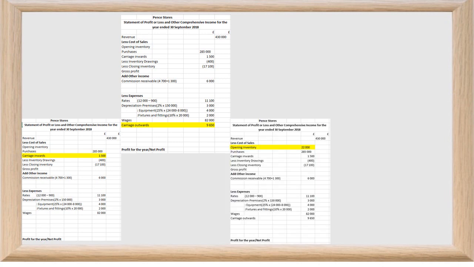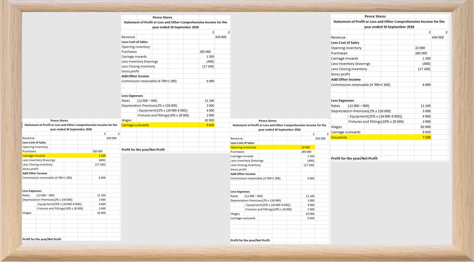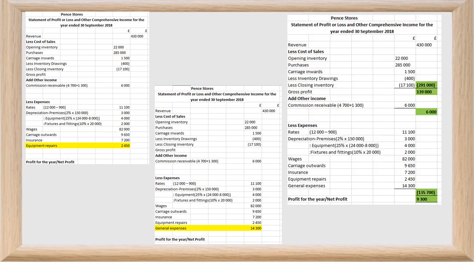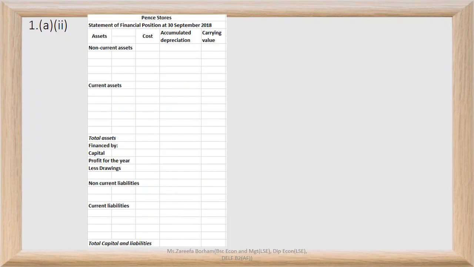Next is opening inventory, which is recorded under cost of sales. Next is insurance, which is recorded under expenses. Moving on, equipment repairs should be recorded under expenses. Next, general expenses which is recorded under expenses. Now, calculate all the totals and the profit for the year finally, scoring 13 marks totally for the previous question.